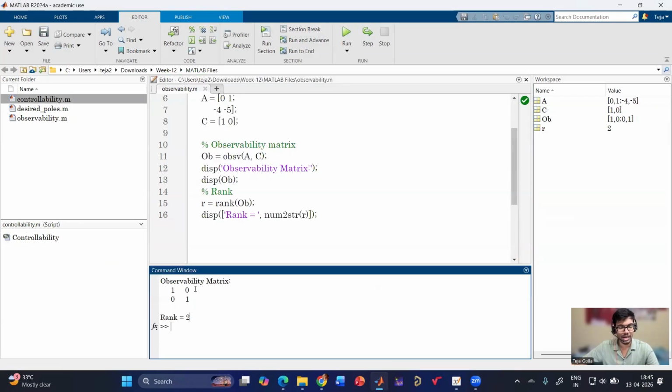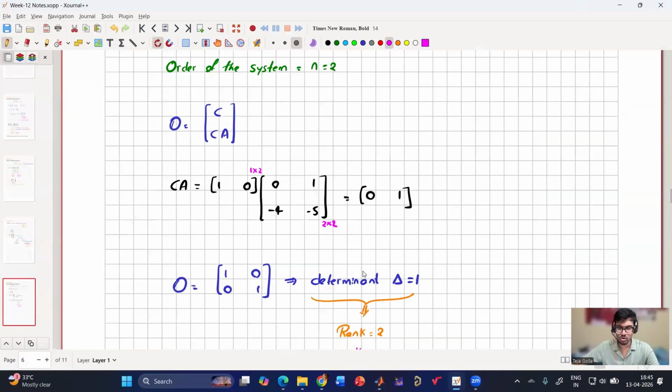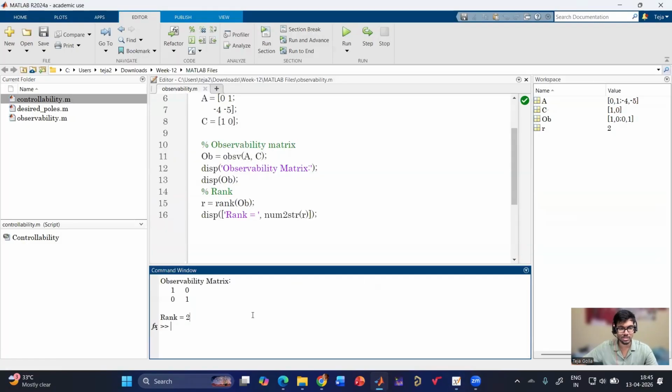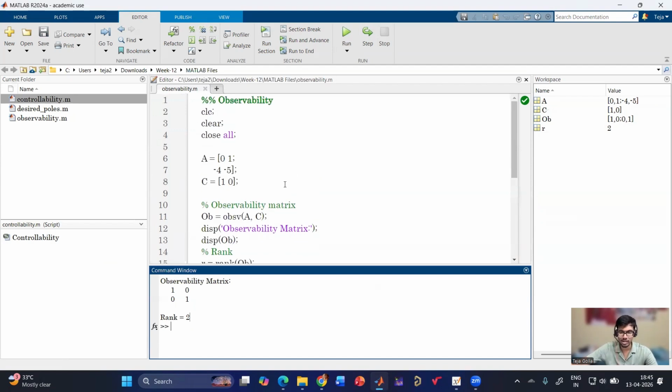The observability matrix is [1, 0; 0, 1], which is what we have obtained. Since the determinant is non-zero, the rank is 2, which means the given system is observable. So we have done it by hand, and then we are cross-checking using MATLAB, so that we can be confident, see whether we are making any mistake, and correct ourselves.